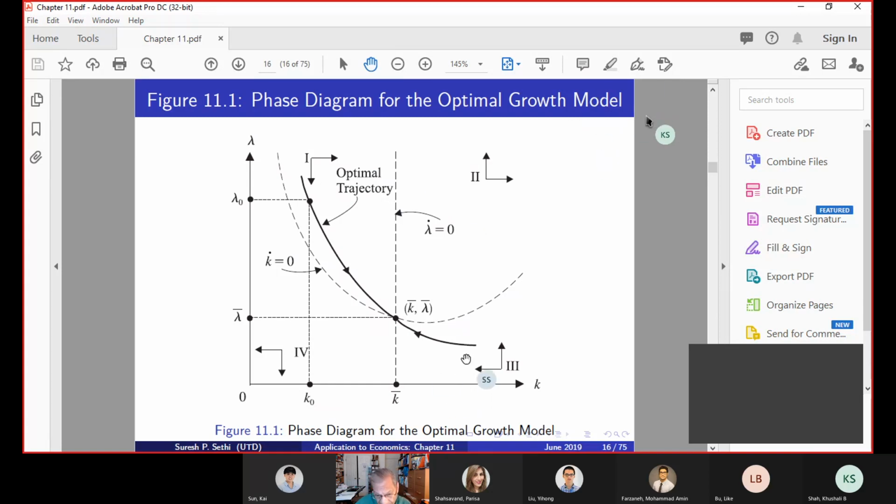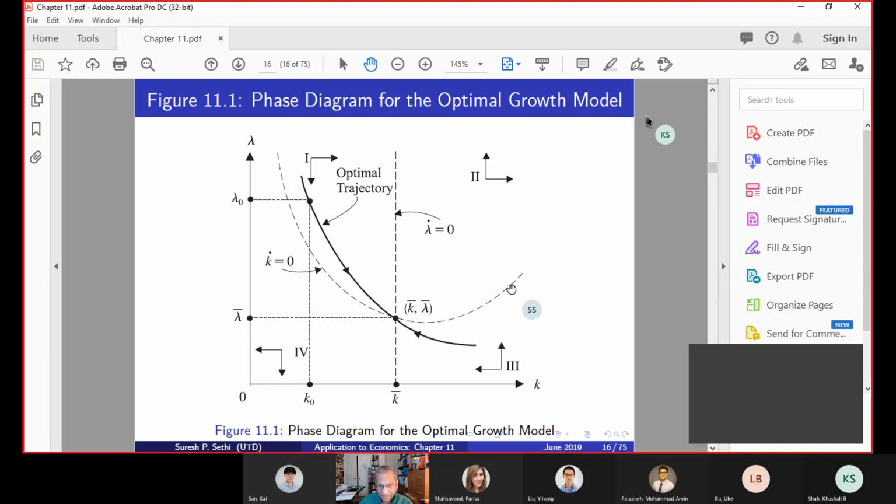If my k0 was here, then I should find a lambda 0 here so that this converges to this. If I find a lambda 0 not there, but here, then I'm at this point. I have to show that at this point it doesn't converge. And I have to show that this point doesn't converge. Only this point converges. So there's only a unique value of lambda 0 that I have to find for which this convergence takes place. Same thing on this side.